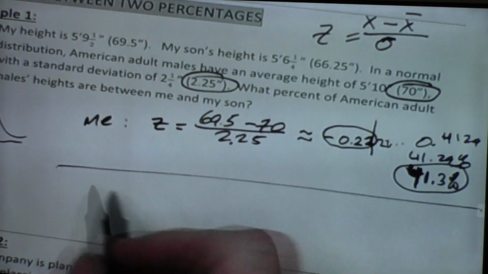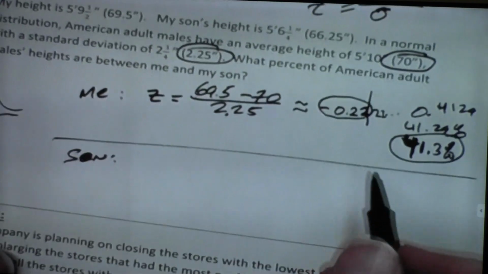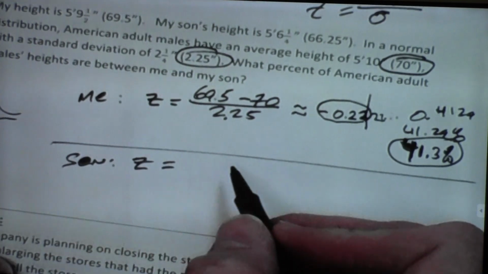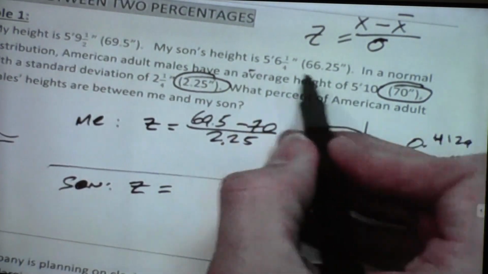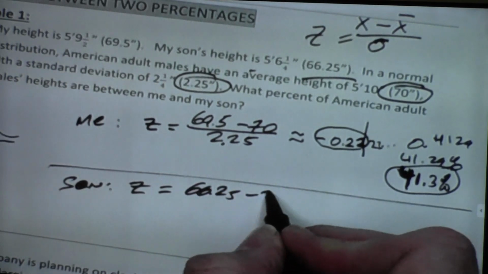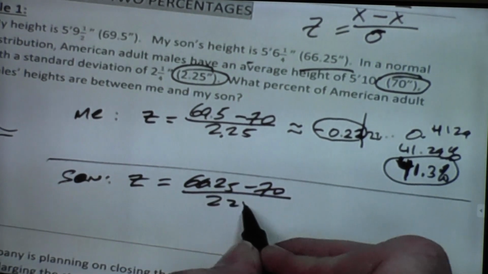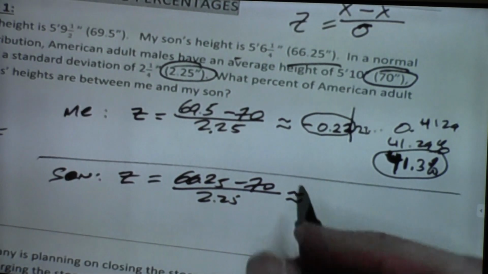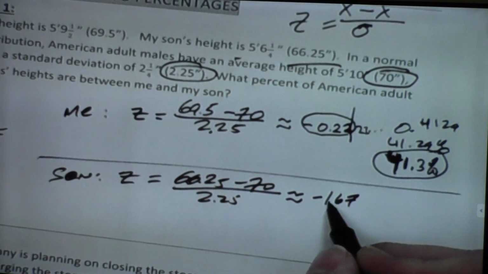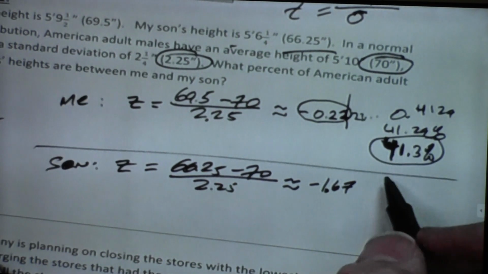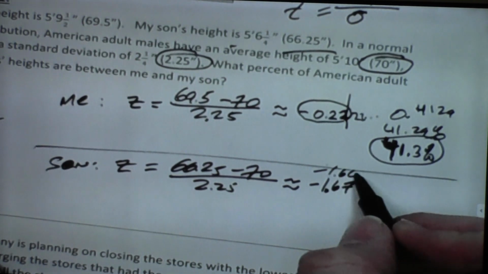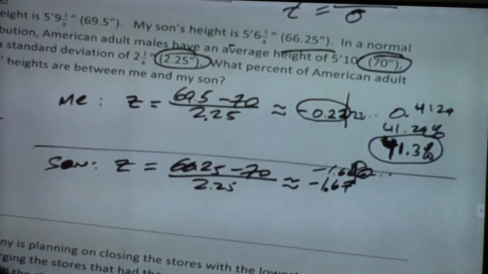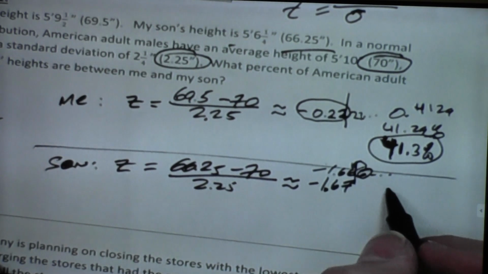Now, my son, whose name is Stephen, by the way. I actually used his height, like I said. His z-score is 66.25 minus 70 divided by 2.25. When you divide all that out, his comes to negative 1.67. It's actually negative 1.66 repeating, but since I only want two decimal places, that 6 will make this 6 into a 7, so we'll be a little closer to what's real.